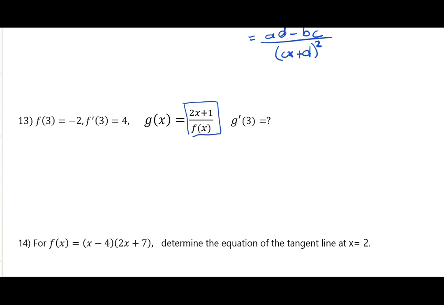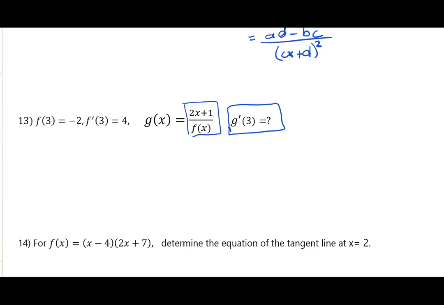But regardless of that, we can still determine the derivative of g of x based on the given information, because they told us that f of 3 is -2, f prime of 3 is 4, and they want to know what is g prime of 3. So what do you think we have to figure out first? If you said g prime of x, you are absolutely correct.